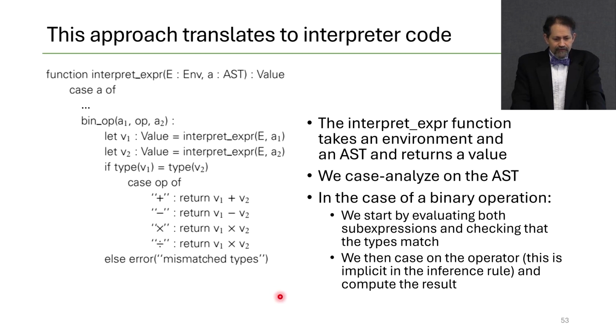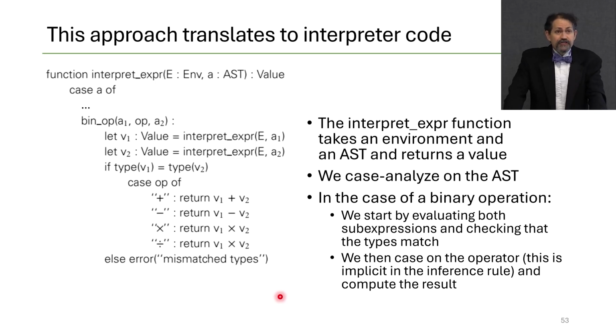So, for example, this interpret expression function is going to take an environment and an AST. So those are our inputs. In the version of the rules with the environment, the environment will be an input, and we'll return a value. So we'll case analyze on the AST, and case analyzing on the AST is basically just figuring out which rule do we want to use.